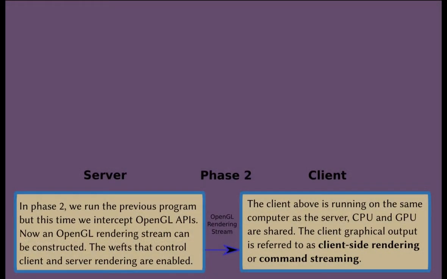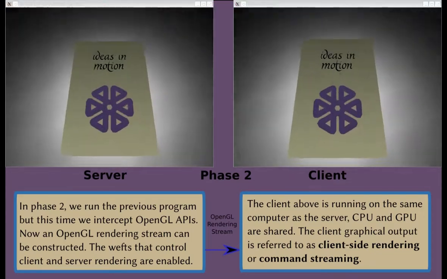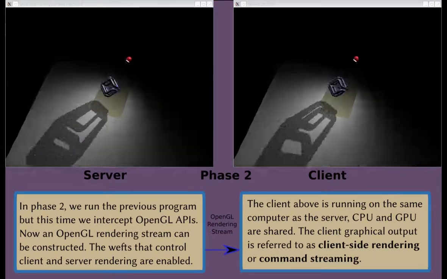In Phase 2, we run the previous program, but this time we intercept OpenGL APIs. This allows us to construct an OpenGL rendering stream. The wefts that control client and server rendering are enabled.